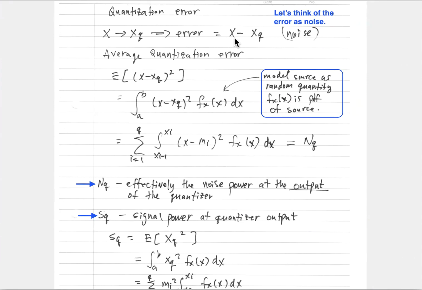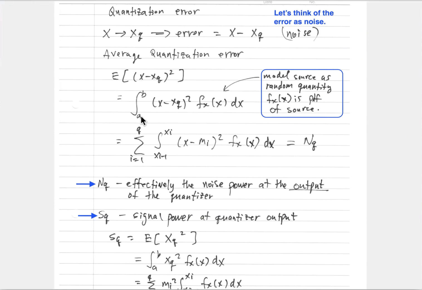What we're going to do is model our signal X as a random variable with probability density function, PDF, of f_X(x). Once we do that, we can compute the average quantization error. This average quantization error will be my metric to represent how much noise I'm adding. So the expected value of (X minus XQ) squared, where this is the error, is just the integral over the support, where X goes from A to B. The only thing random here is X, so this expected value is over X.